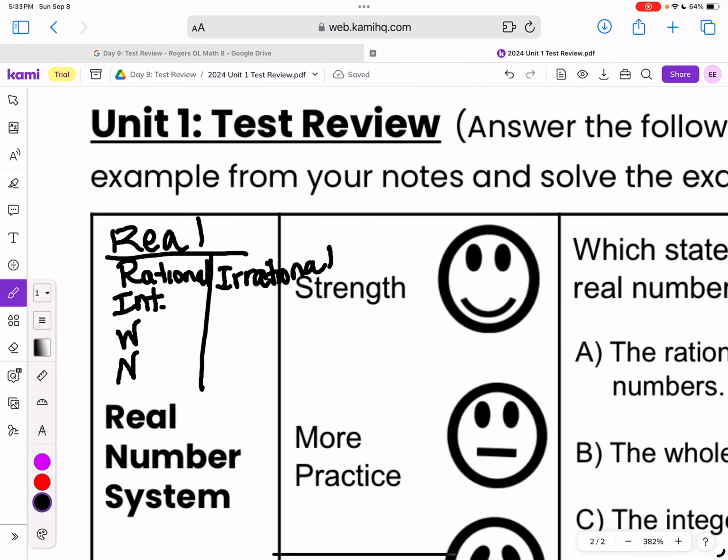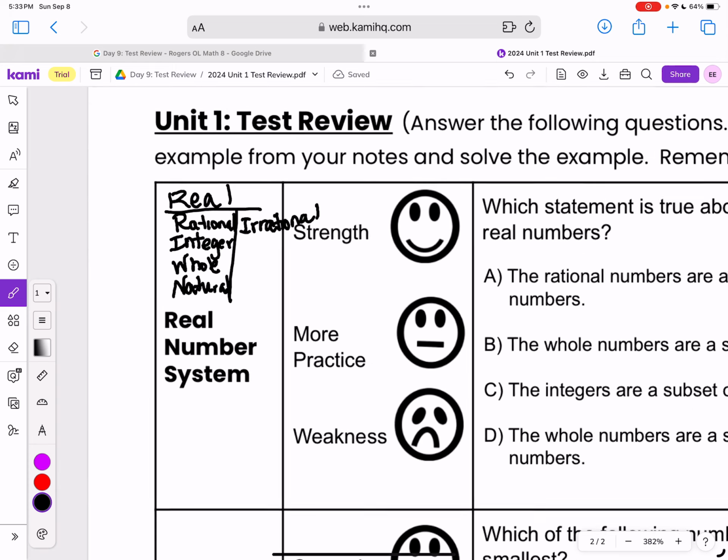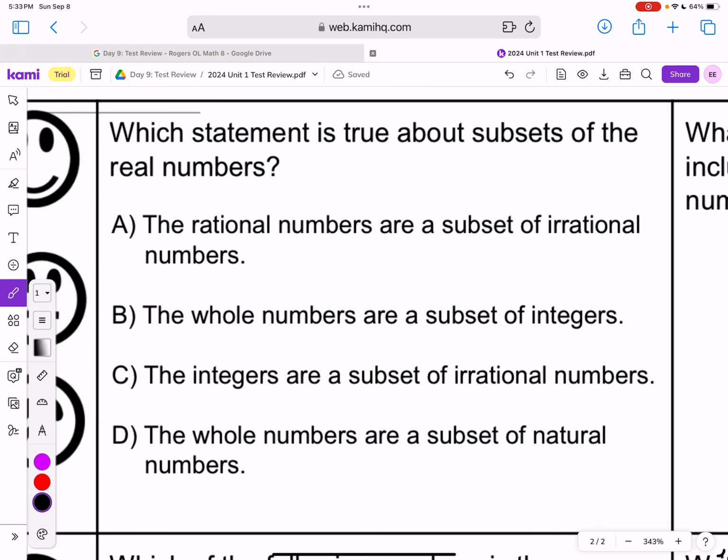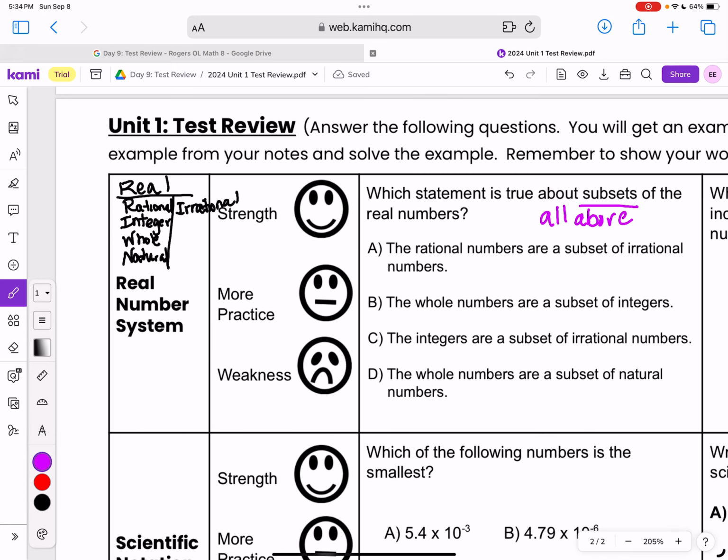If you can't read it, you should know what it represents. Okay, so the first question says, which is true about the following subsets of the real numbers? So you remember, you want to take your subset and look at everything above. So the first one says the rational numbers are a subset of irrational. If I take a look at rational and irrational, they're not even in the same division. So that one is not going to work. Okay, let's take a look at the next one.